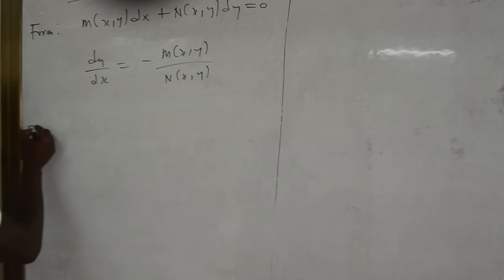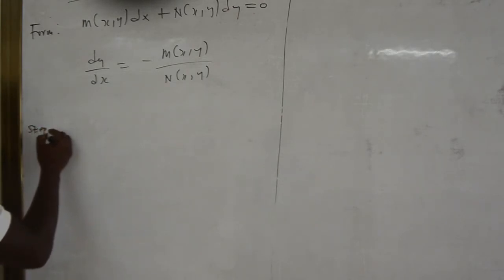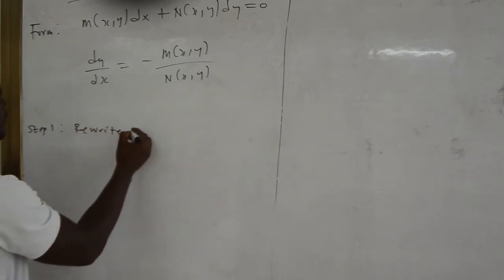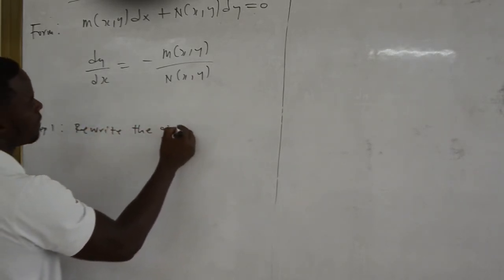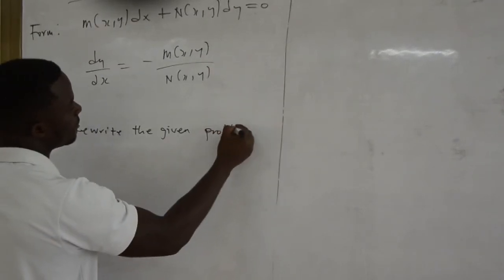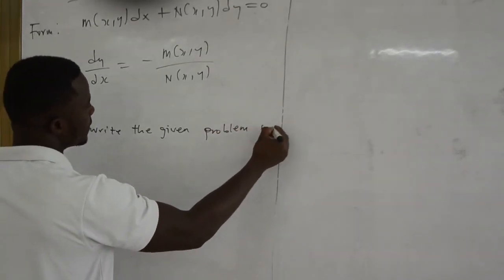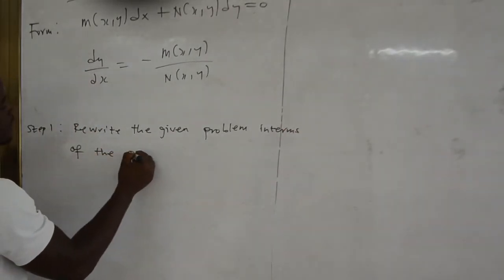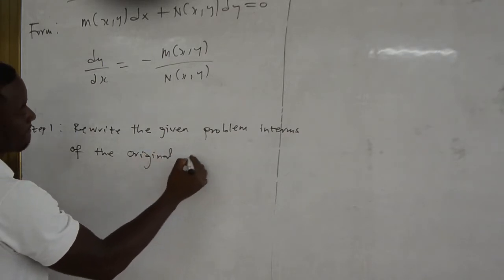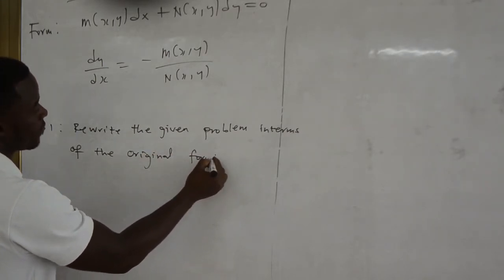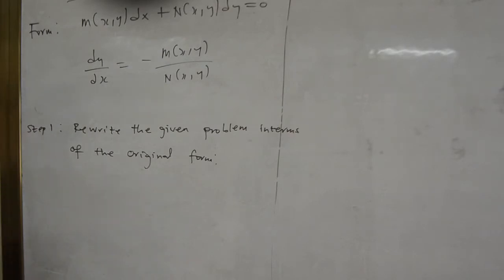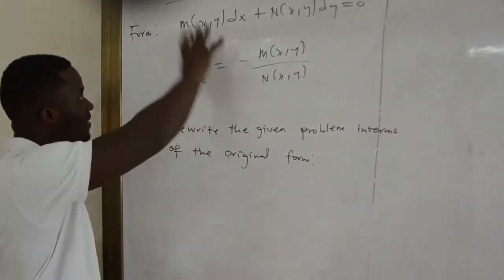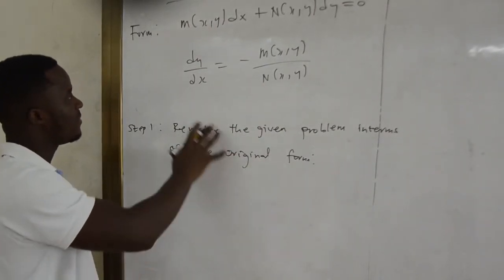So we'll say step 1. Rewrite the given problem in terms of the original form. So here, check the question. If the question has not been defined in these two terms, we have to rewrite it in this form.